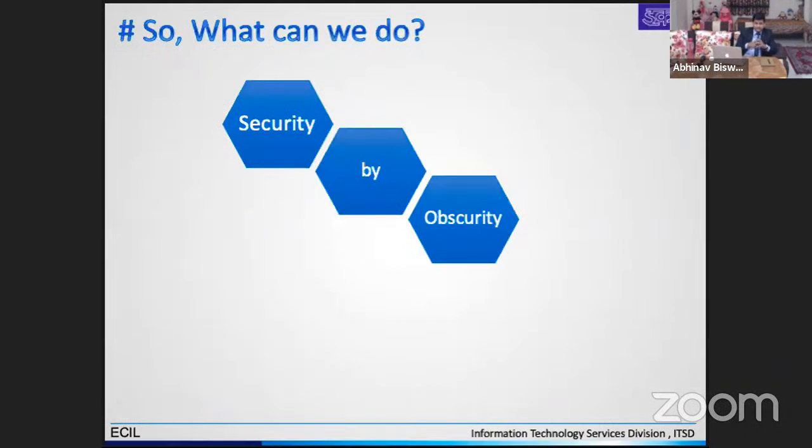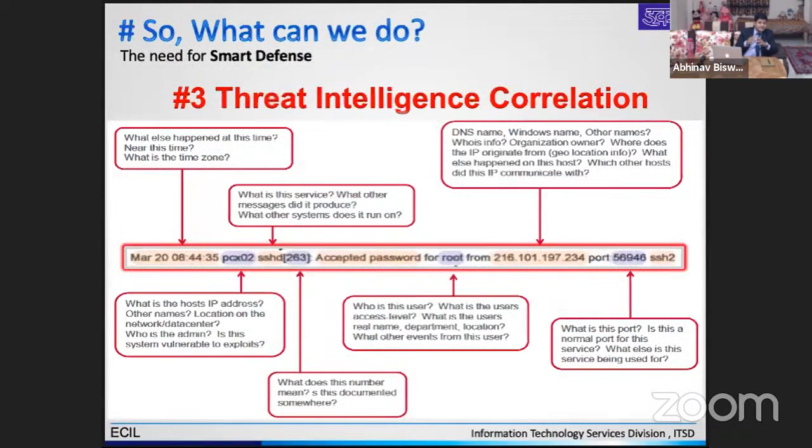And this is what I was talking about, correlation. So if you see, there's a simple log statement, March 28 44:35. There is a system PCI02 which is talking on a protocol SSHD, and it accepted the password from a root user and from this particular IP on port number this, and using protocol SSH version 2. Now this is a simple log statement, right?